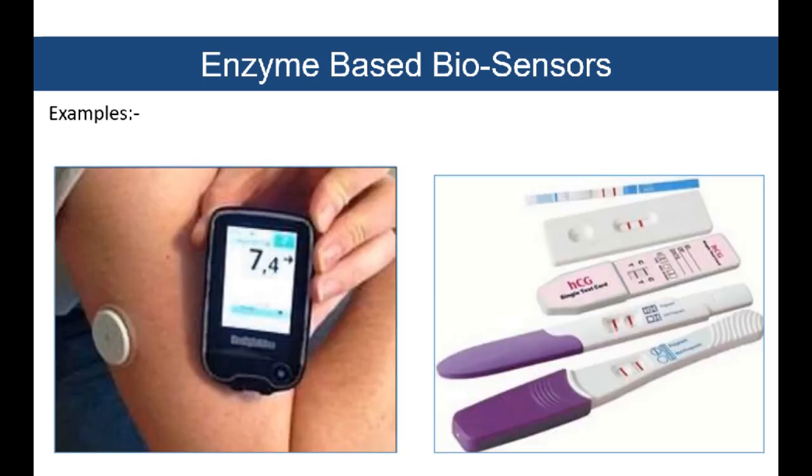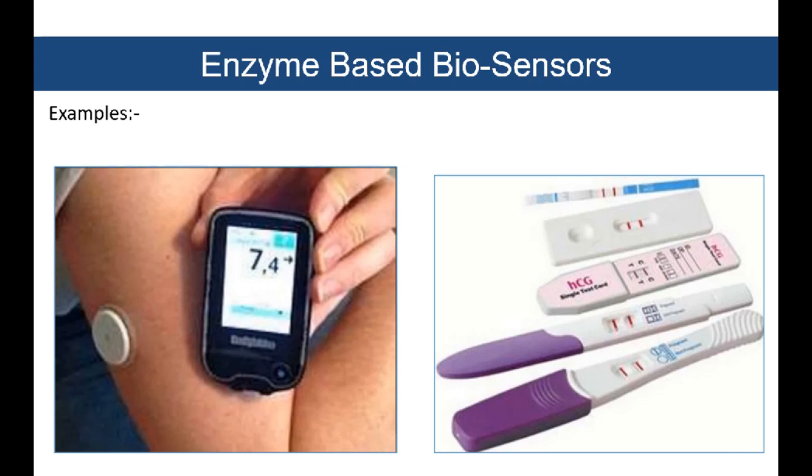For example, blood glucose measurement comes under the enzyme-based biosensor, and all the tests we do with blood-type strips come under this enzyme-based biosensor.